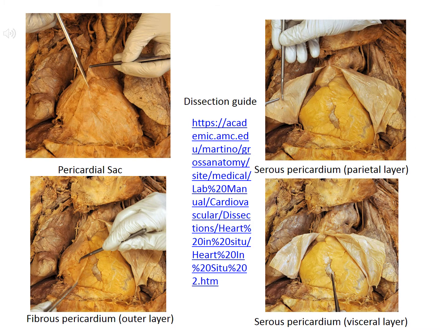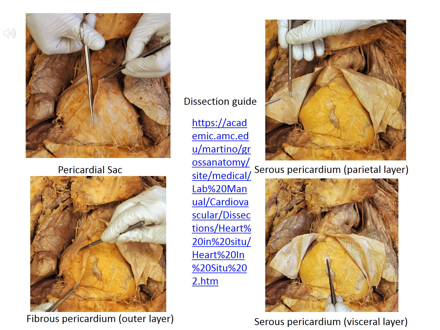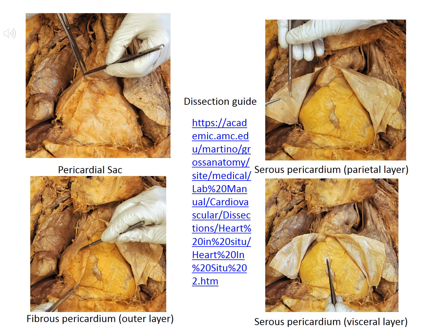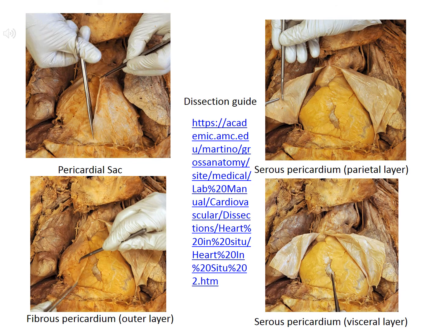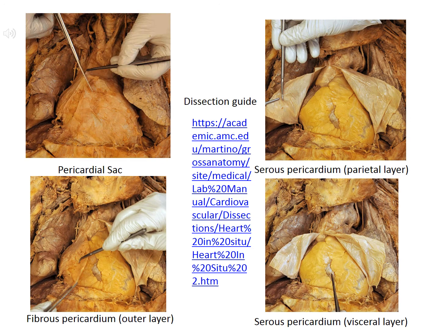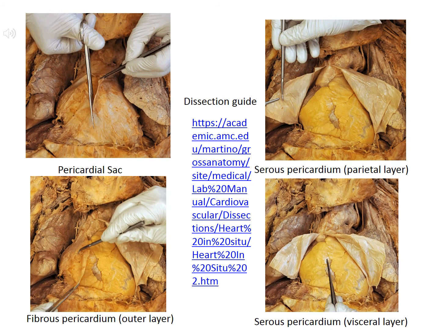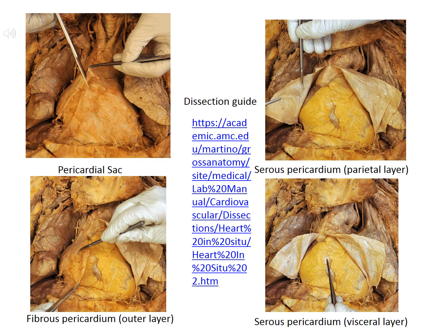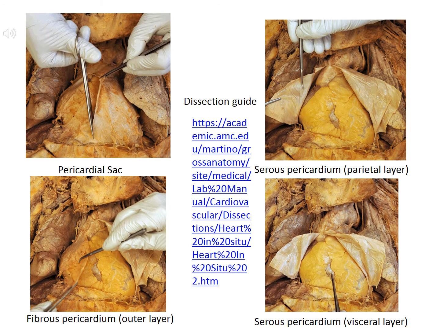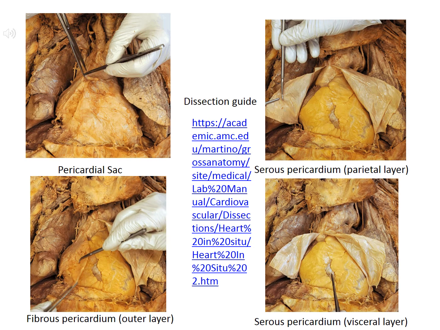This slide just shows the pericardial layers that we just discussed. You have the outermost pericardial sac, which is very, very dense fibrous tissue. And then you also have the serous pericardium that has two layers, the parietal layer and the visceral layer.